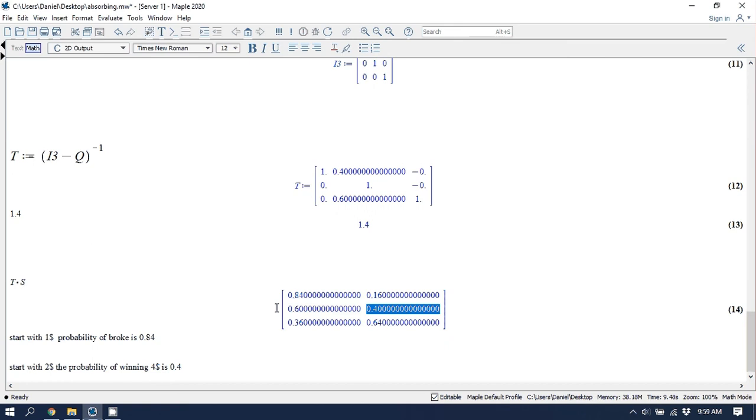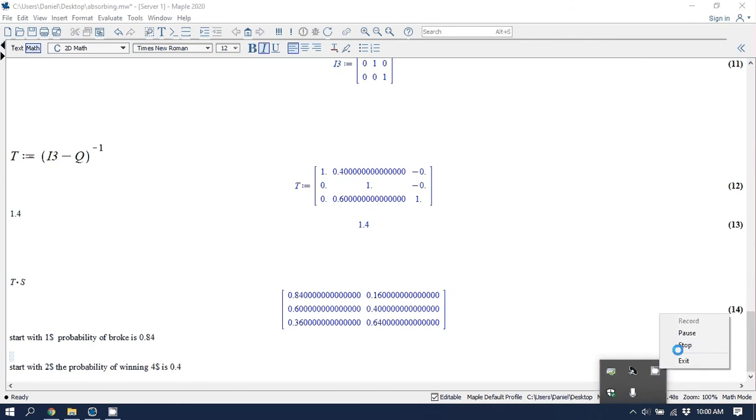Again, remember the meaning of each row. That's the key thing, right? That's why we label these rows on paper, right? So 1, 2, 3, the dollars you start with, and here 0 and 4. So I hope that's clear, and that's it for the topic on Markov chains. I'll see you next time.